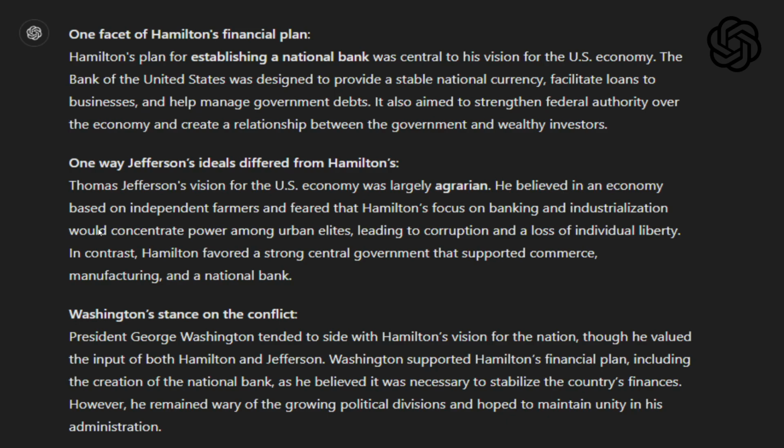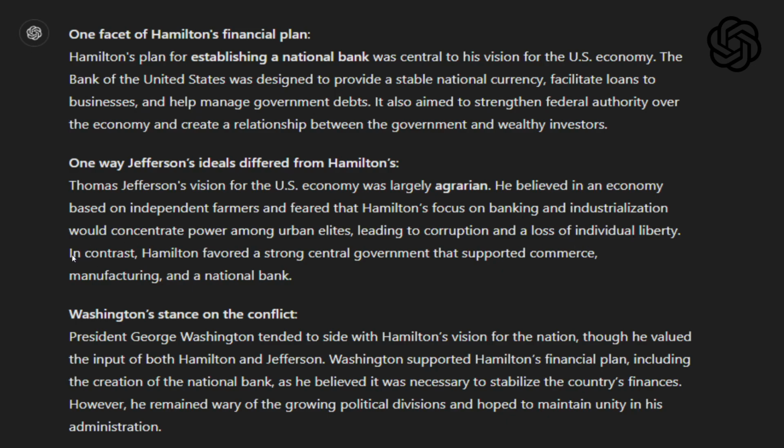He believed in an economy based on independent farmers and feared that Hamilton's focus on banking and industrialization would concentrate power among urban elites, leading to corruption and a loss of individual liberty. So mentioning individual liberty is important because we know that Jefferson believed more in states' rights and the rights of the people, and believed that we should have a weaker federal government, as opposed to Hamilton's belief that we should have a strong federal government.